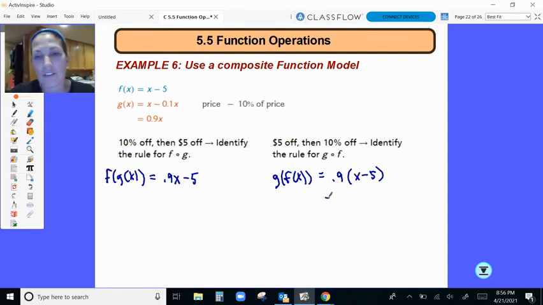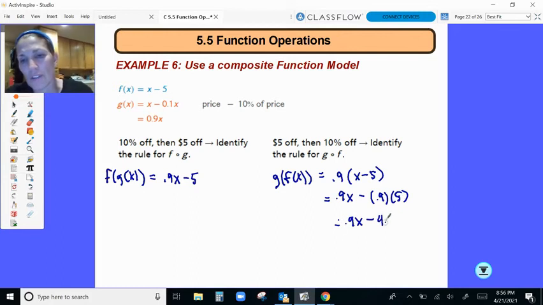And if we simplify that, of course, that would be 0.9x minus 0.9 times 5, which is 4.5. So 0.9x minus 4.5, okay? And that's my g of f of x, okay?